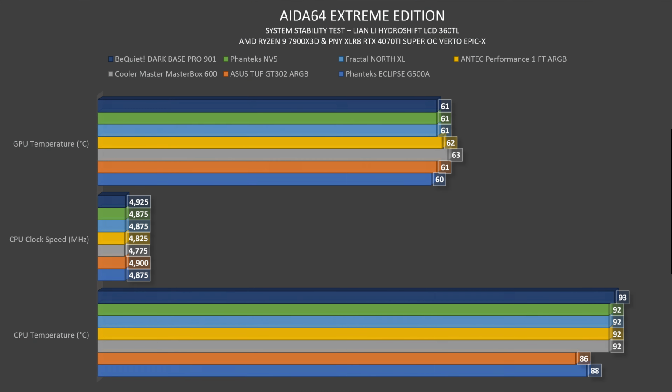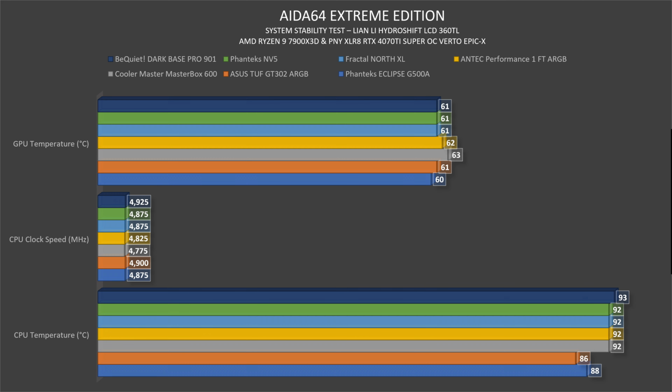So, Phanteks Eclipse G500A, CPU 88 degrees, clock speed 4875 megahertz and GPU 60. I would say that the GPU is totally relevant in this scenario, but the GPU goes from 60 to 63 depending on the case, depending on the fans inside the case, and I didn't add any fans whatsoever in any of the cases. Just went plain stock as they come inside the box, originally packed, manufactured and everything else.